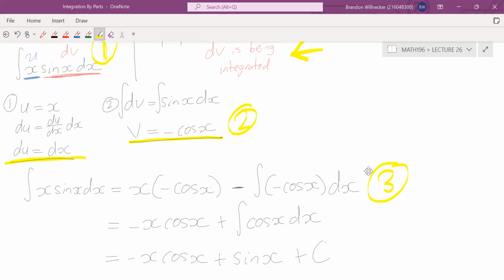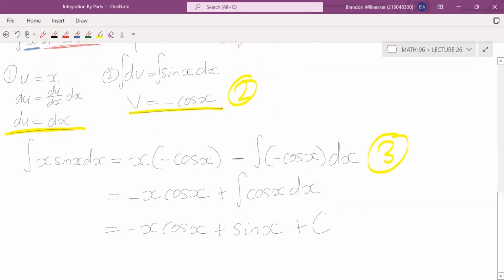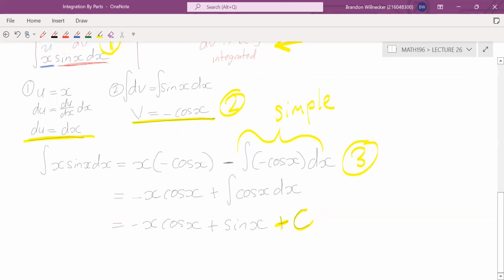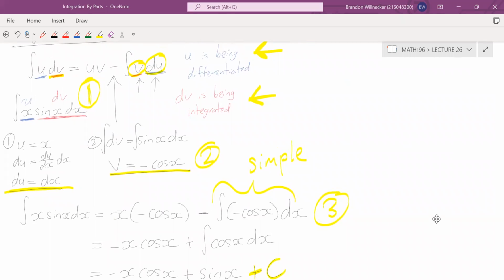So that's the third thing that we need to do. Okay, substitute everything in. Once that's done, you just do the simple integral. So this over here will be very simple to do. And then remember your plus c. Okay, so 3 steps to this. Choose u and dv. Second step, differentiate u, integrate dv. And third step, substitute everything into the right-hand side and integrate. Okay, so that's the 3 steps for integration by parts. Okay, let's take a look at a few more examples.